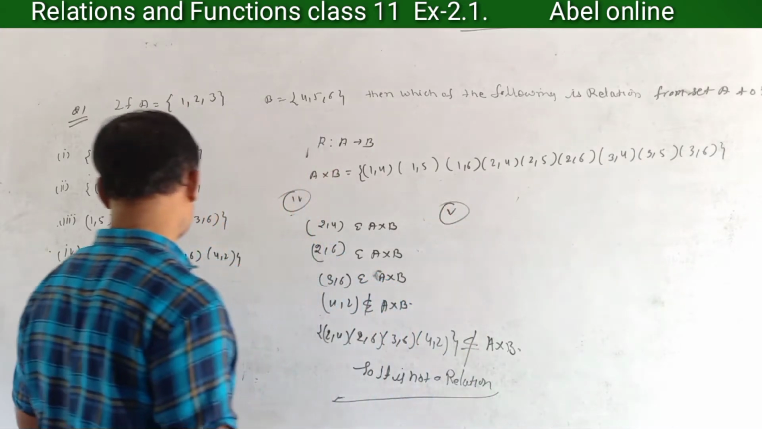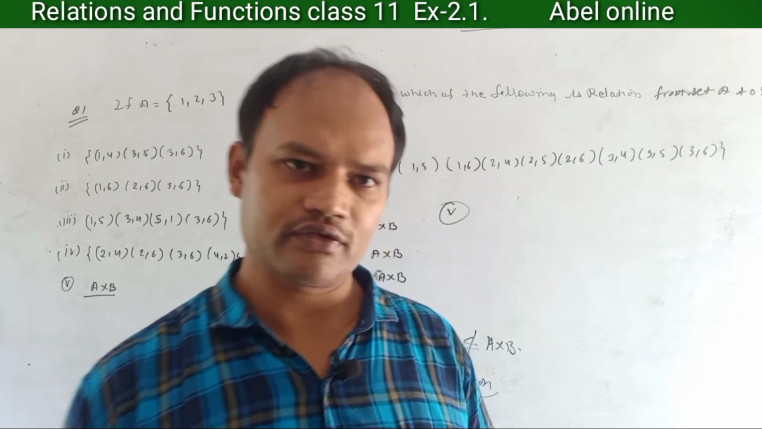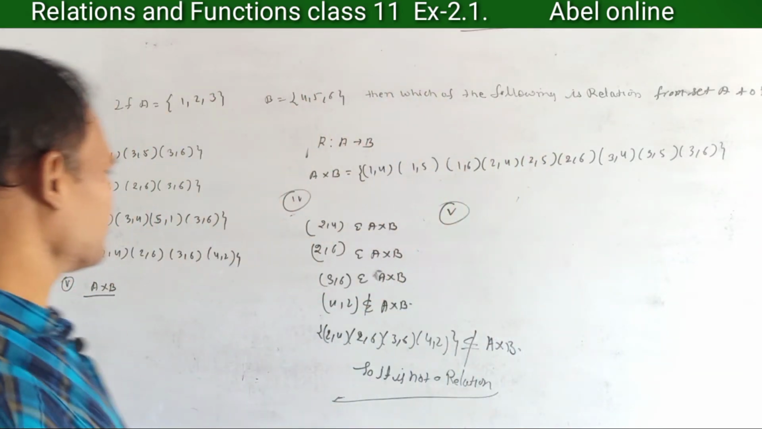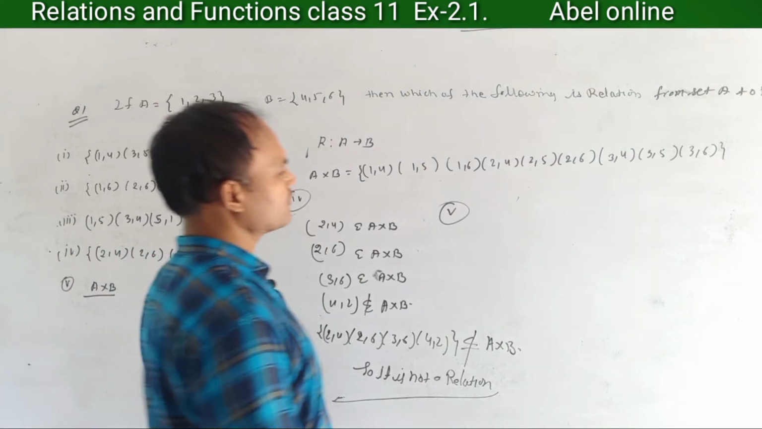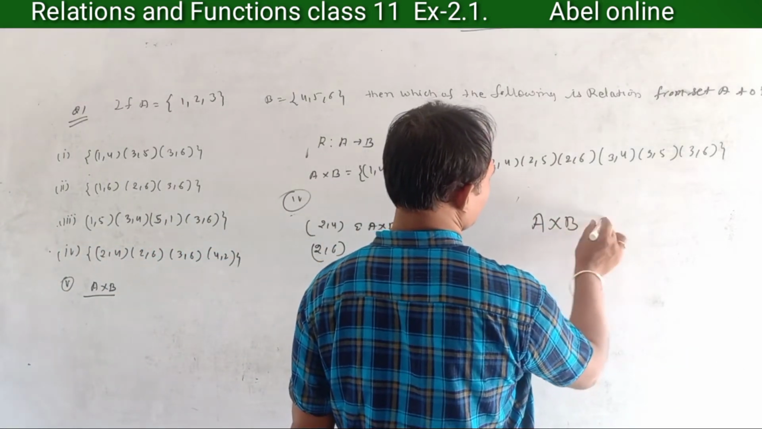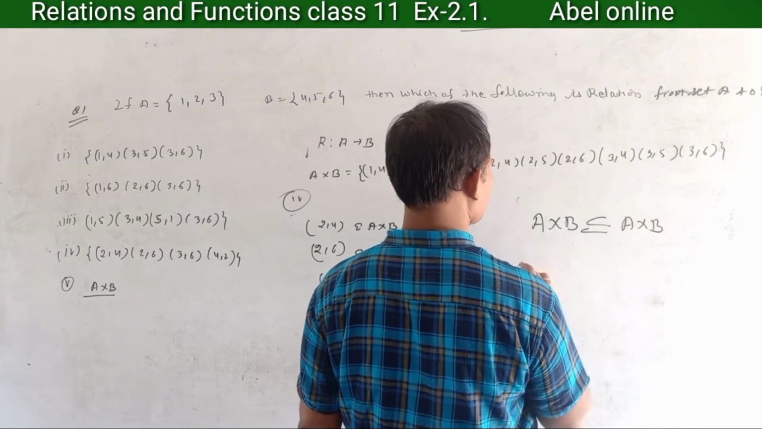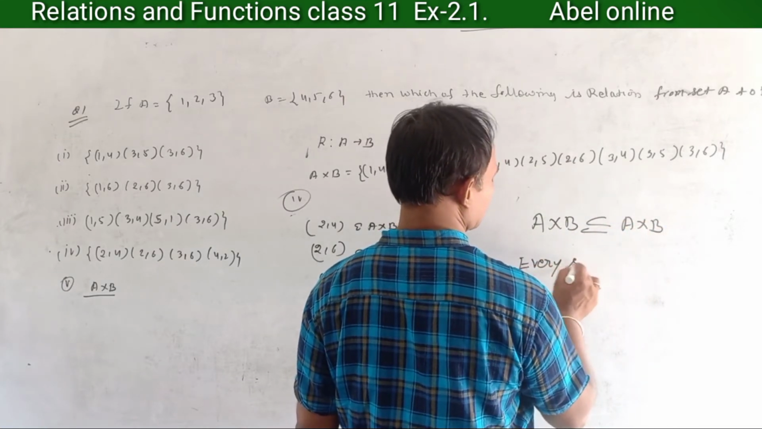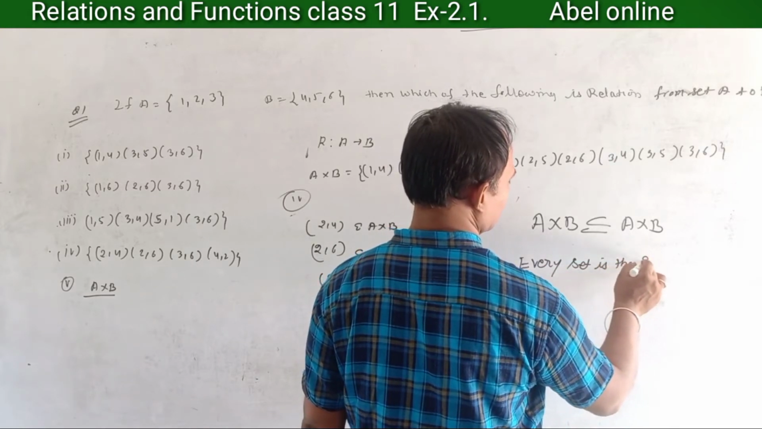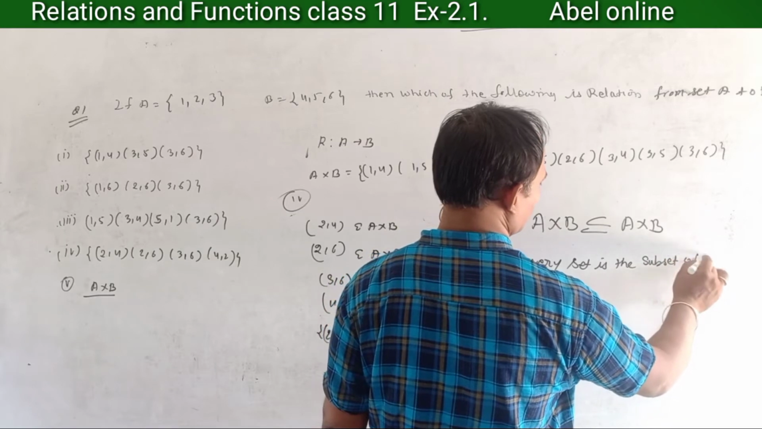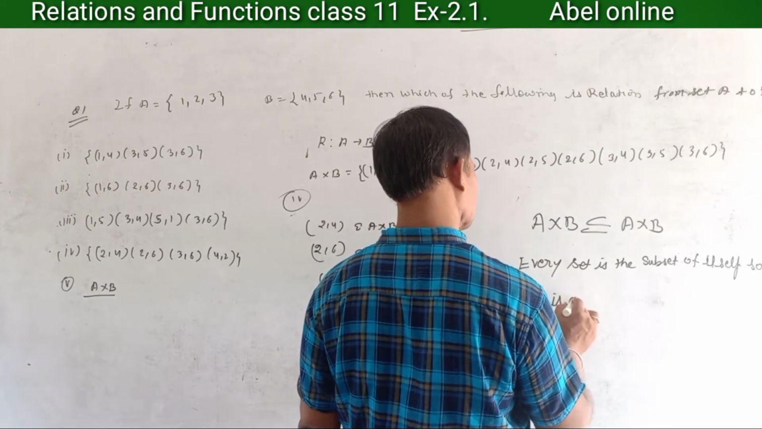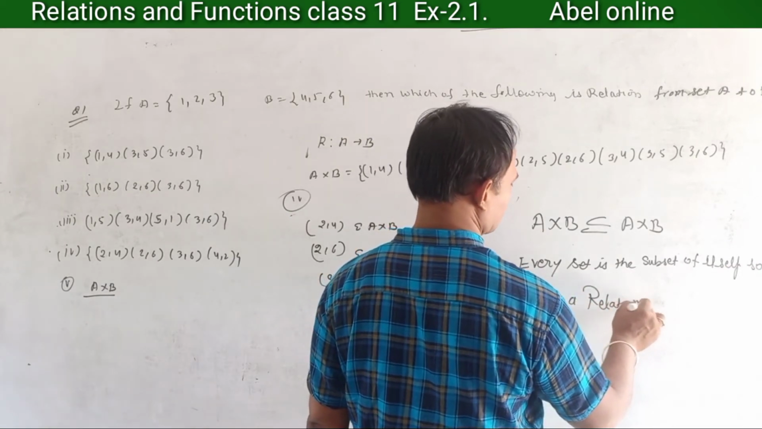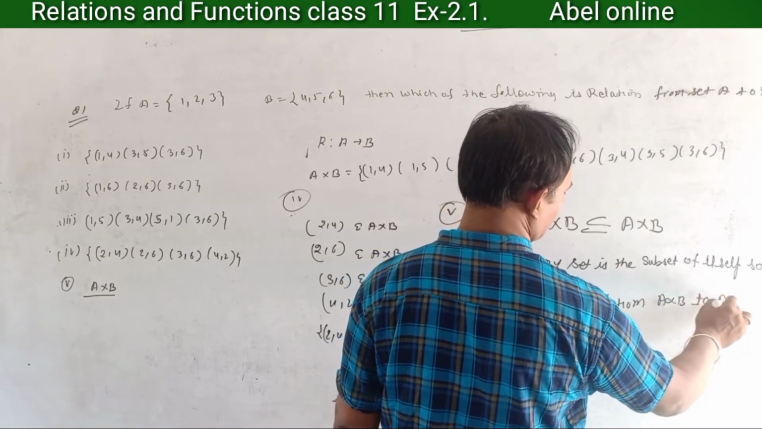When we are talking about A cross B, every set is the subset of itself. We remember that when we are talking about the relation, we know that every set is the subset of itself. So we can say that it is a relation because A cross B is the subset of A cross B, because every set is the subset of itself. So it is a relation from A cross B to A cross B.